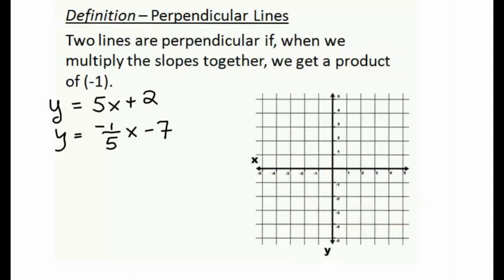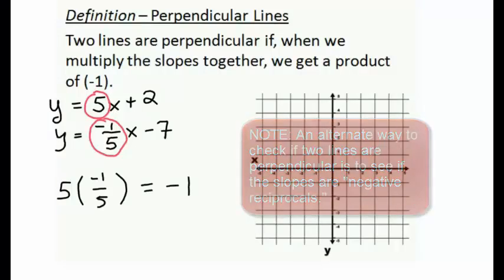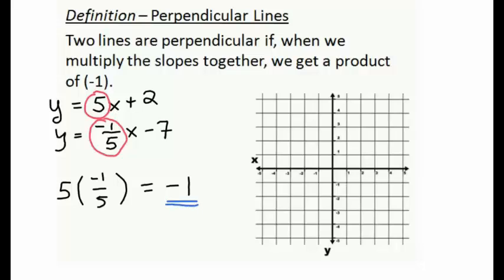We say that 2 lines are perpendicular if, when we multiply their 2 slopes together, we get a product of negative 1. Let's take these 2 lines as an example, 5x plus 2, and negative 1 over 5x minus 7. Since both of these lines are in slope-intercept form, we know that the value in front of the x is going to be the slope of our given lines. And if we multiply these 2 values together, 5 times negative 1 over 5, we get a product of negative 1. This means that our two original lines are what we call perpendicular.